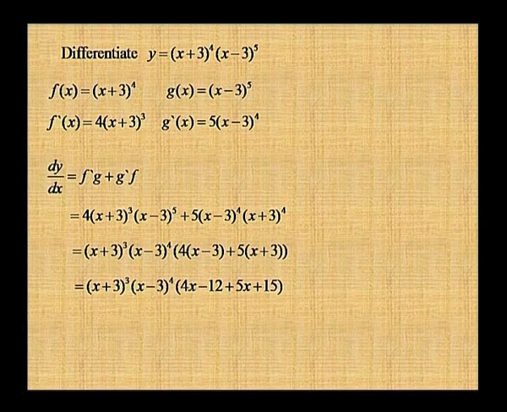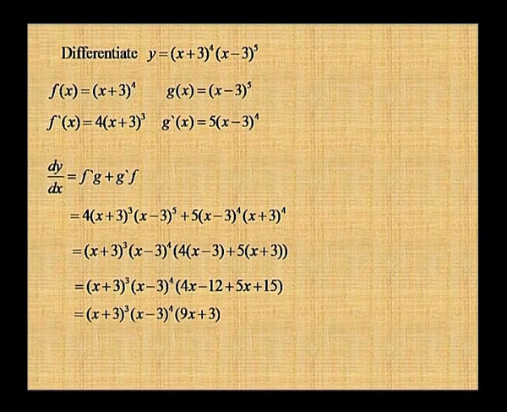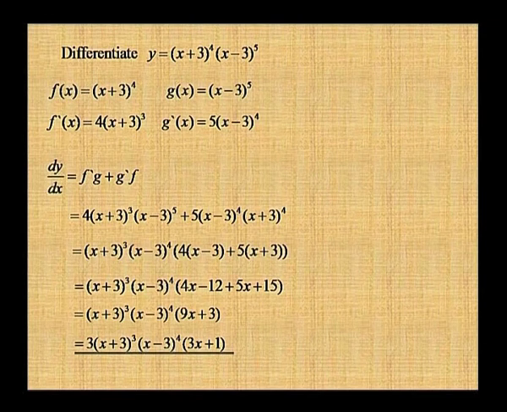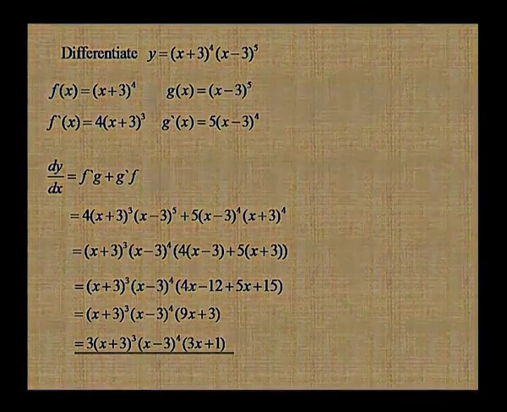4 multiplied by minus 3 is minus 12, 5 multiplied by x is 5x, plus 5 multiplied by 3 is 15. So we have (x plus 3) to the power 3, (x minus 3) to the power 4, and the last bracket we solve and simplify: 4x plus 5x is 9x, minus 12 plus 15 is 3. And dy by dx is equal to 3 (x plus 3) to the power 3, (x minus 3) to the power 4, (3x plus 1).